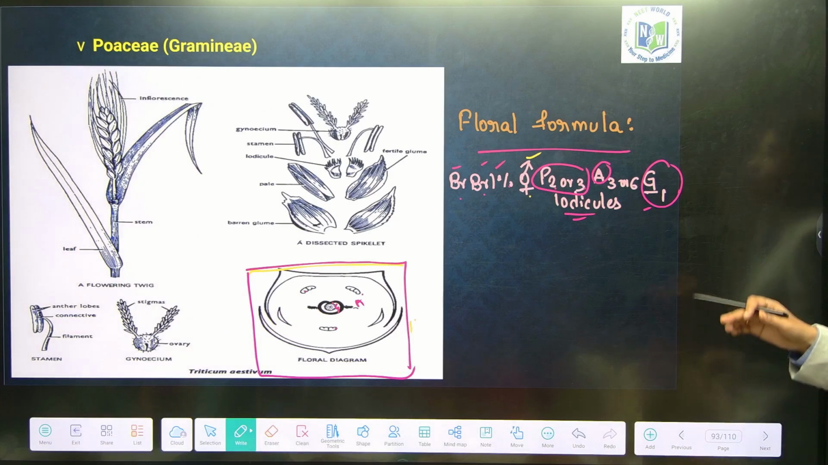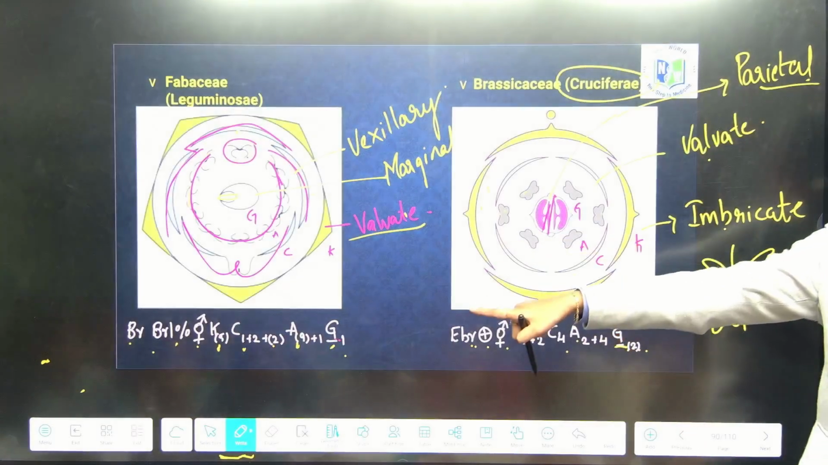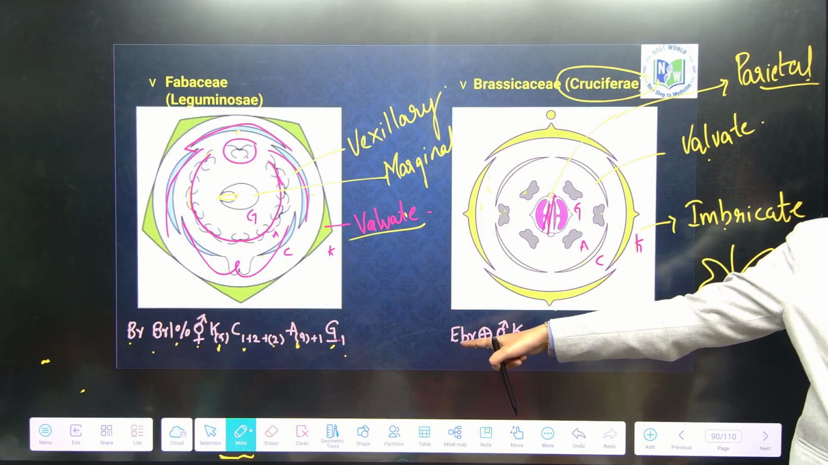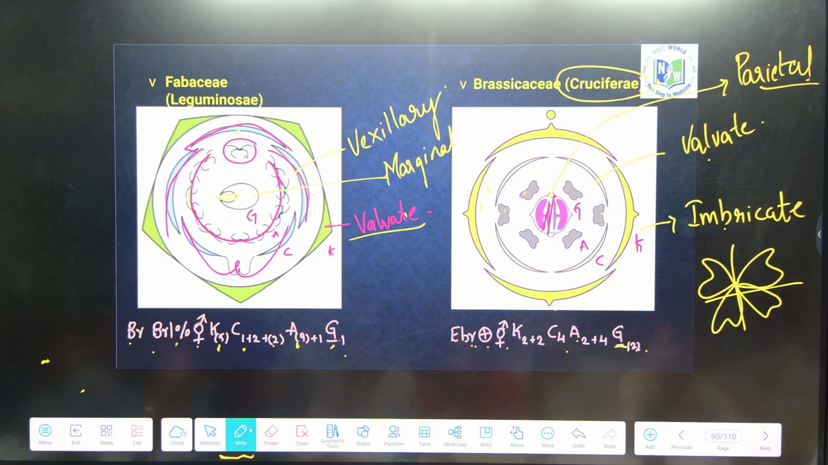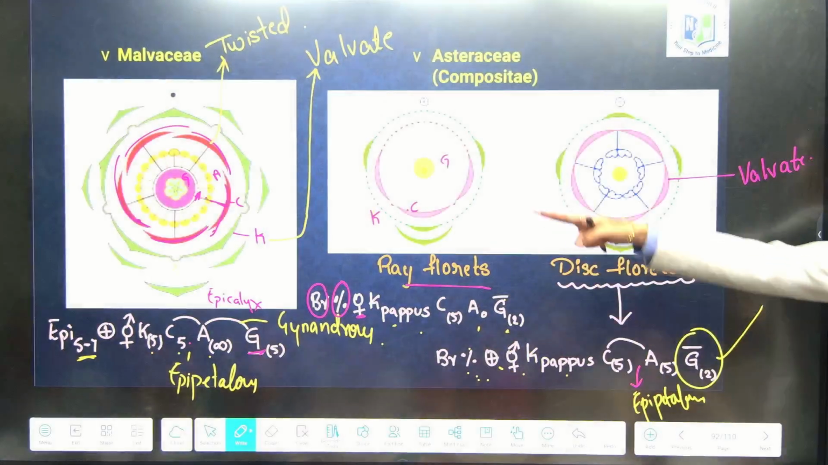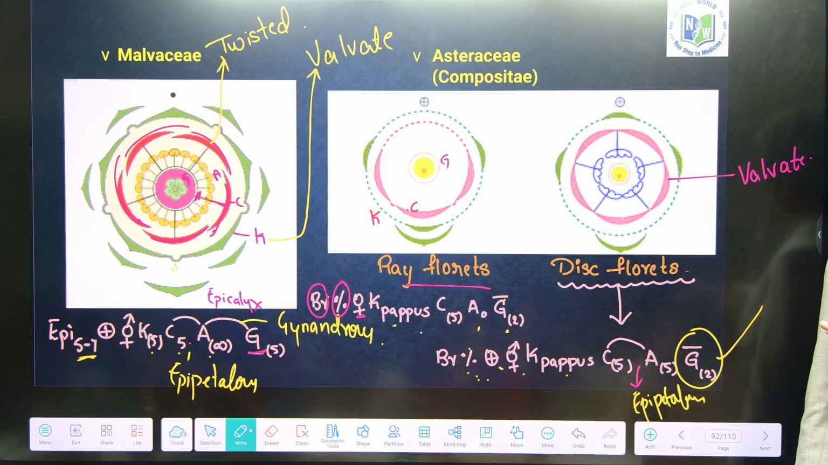Okay? Clear with all the families? First we have learnt about what? Fabaceae. Look into the floral diagram and floral formula carefully. Next is Brassicaceae or cruciferae. Floral diagram and floral formula. Done? Malvaceae and Asteraceae. Asteraceae both ray florets and disc florets.